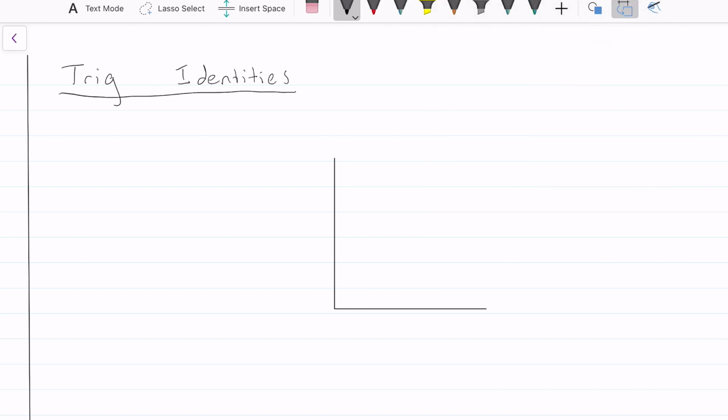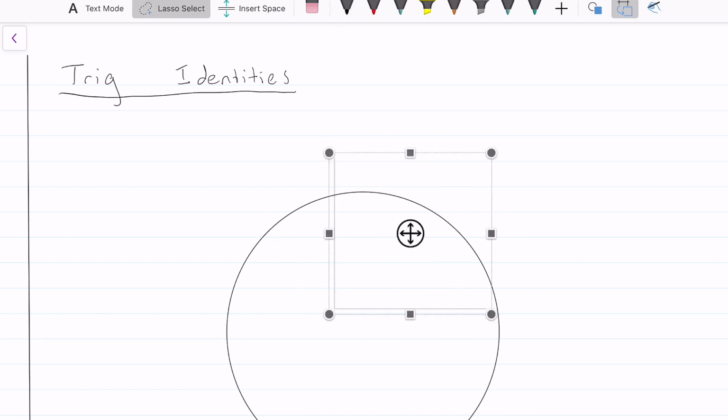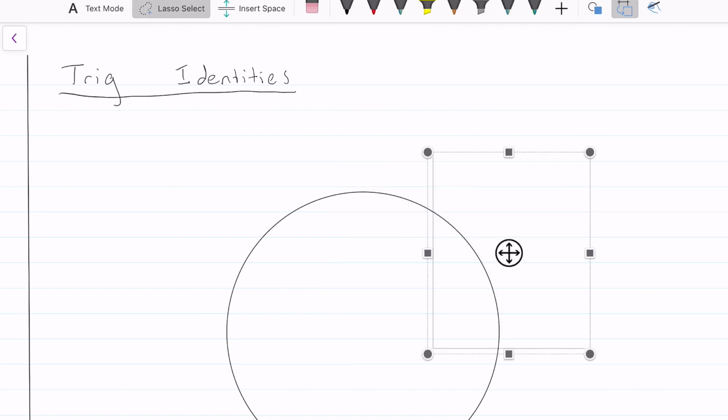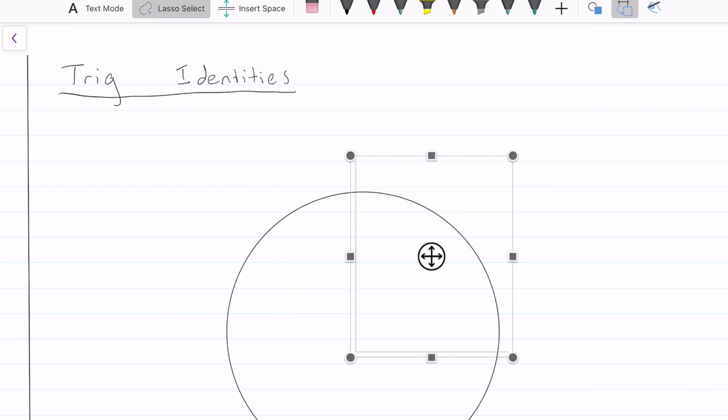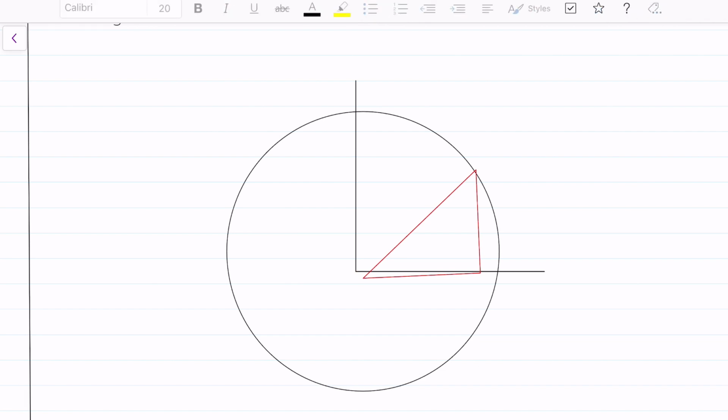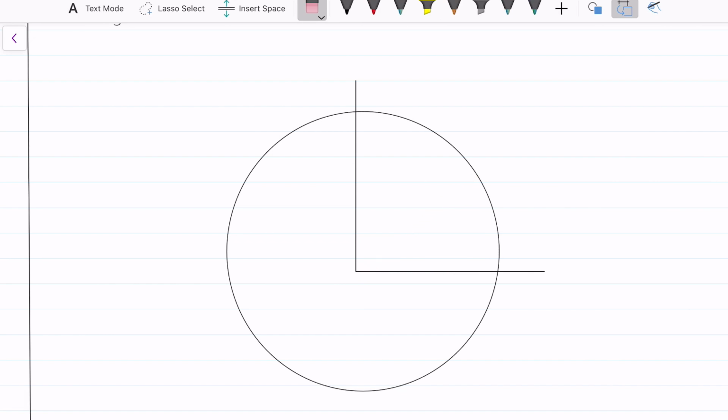Okay, let's try drawing this nicely. So we've got a circle, great, but it's very off center. Let's just say that's the center of my circle, and there we have a nice set of axes. Then now we draw in our triangle. There we go, and we've got our 90-degree triangle.